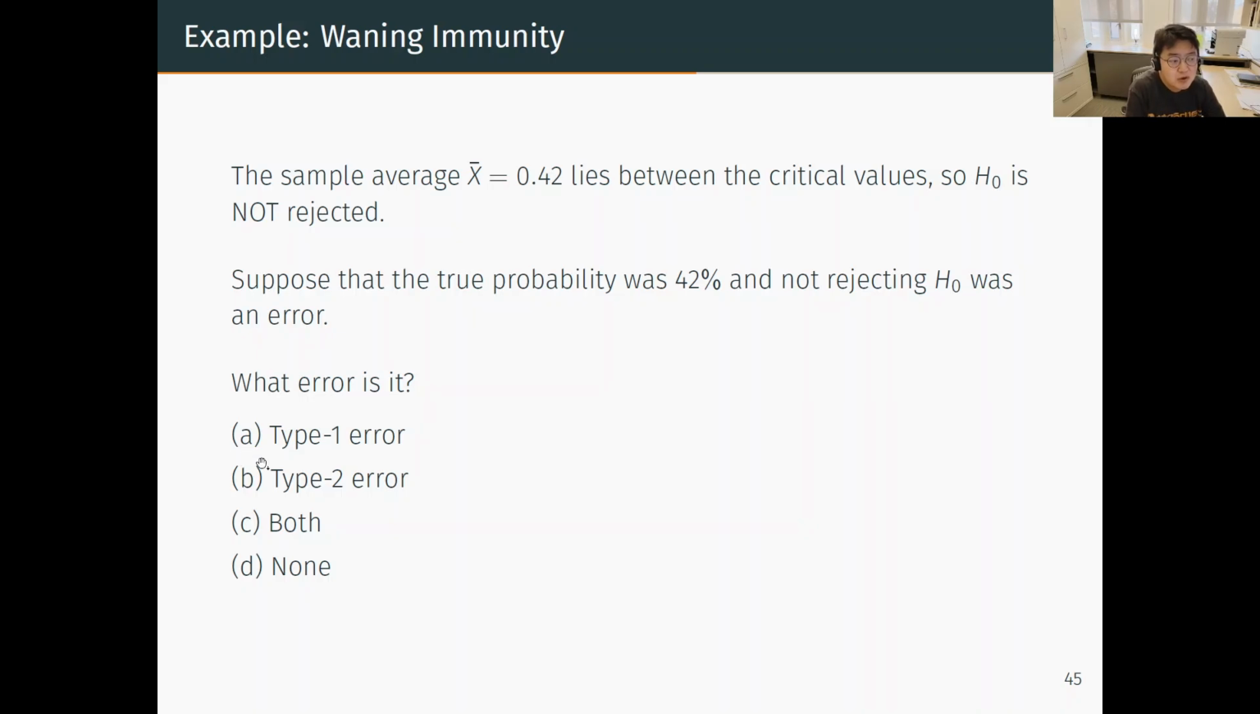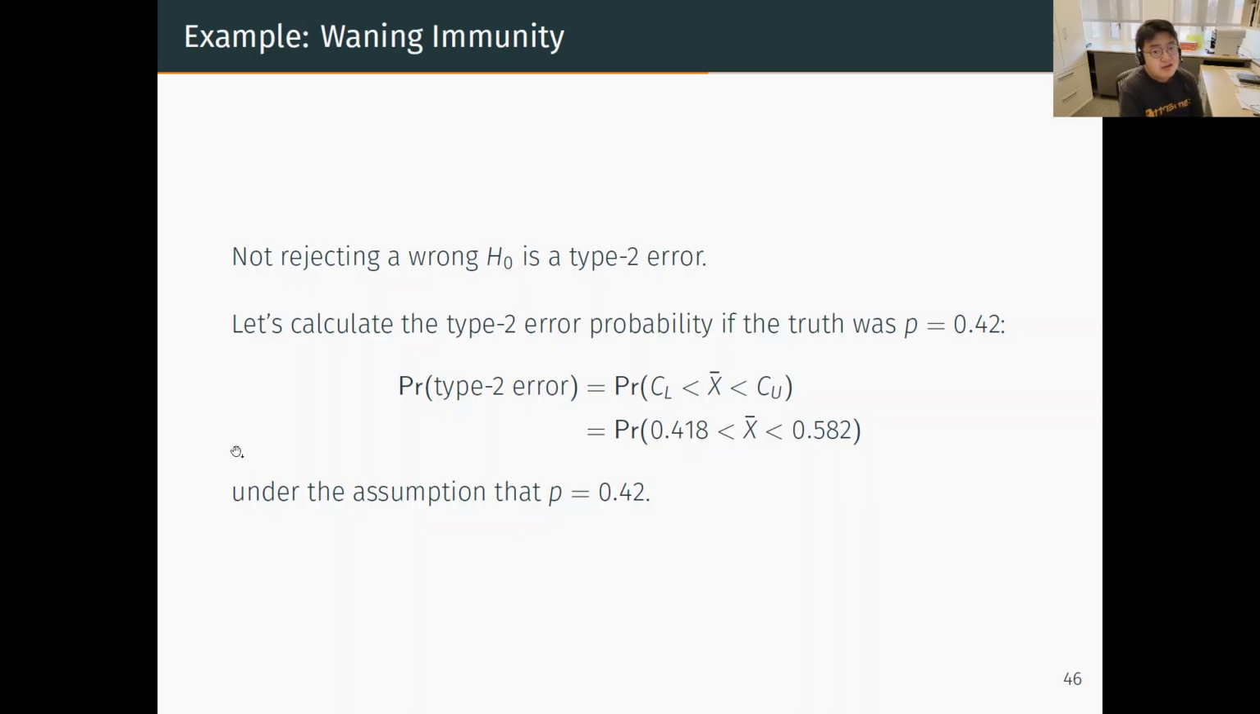Okay? So now we will think about this type 2 error. From now on, we will assume that the true probability is 42%. True probability is actually 42%, and we observe 42%, right? And then what is a type 2 error? When the truth was 42%, but our hypothesis is 50%, then how much can we make a type 2 error? That's what we are going to do.